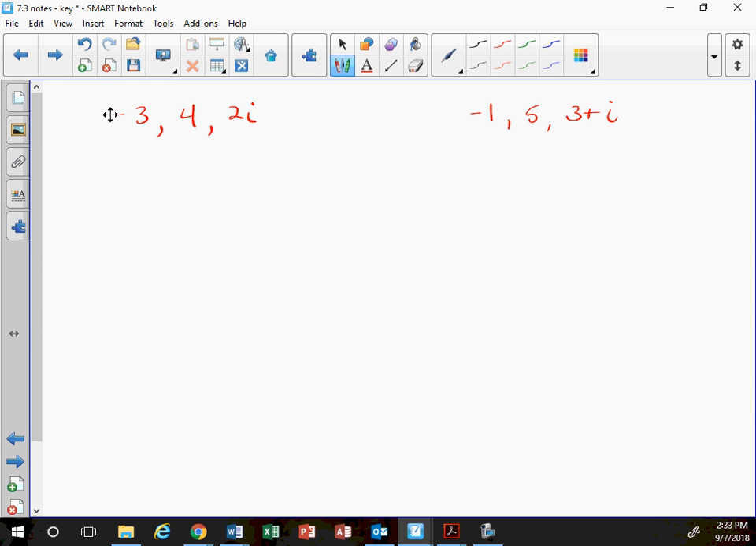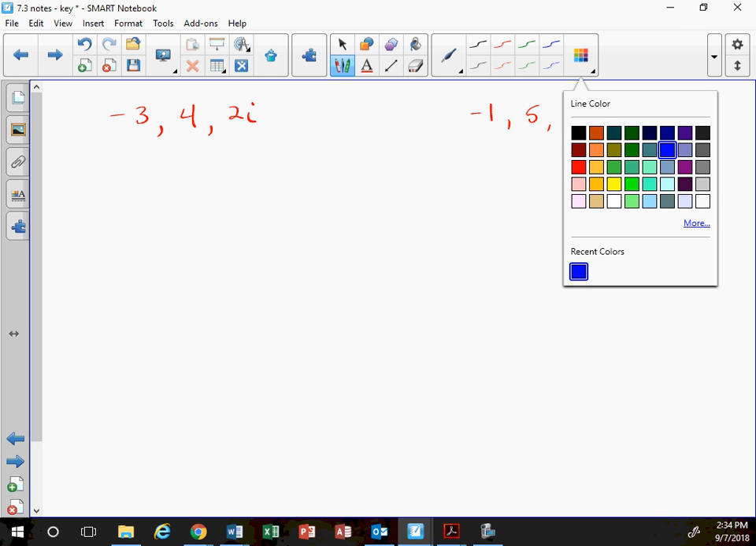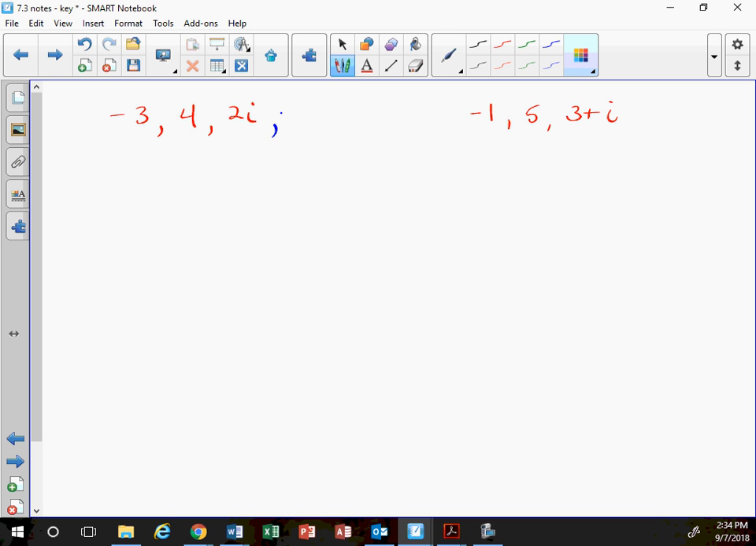Do you remember anything about imaginary solutions from Algebra 2? Square negative number, kind of. You said positive and negative. Do you remember they came in pairs? Okay. So I told you that your solutions here are negative 3, 4, and 2i. If 2i is one of your solutions, what else has to be one of your solutions? Negative 2i. Okay?